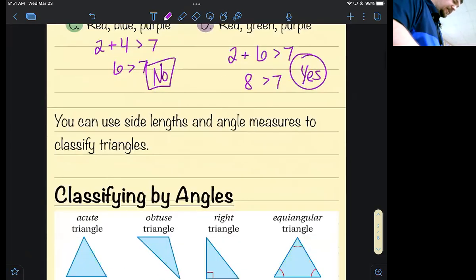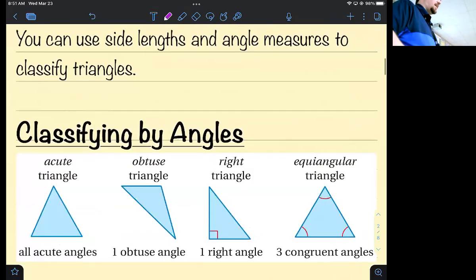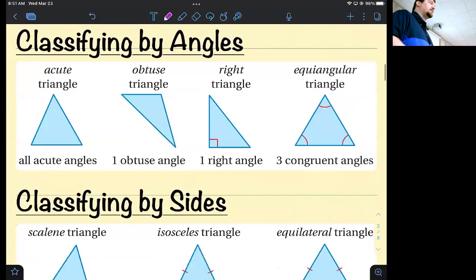All right. This is today's lesson. And you probably already know a lot of this stuff in today's lesson. Today, we're going to be classifying triangles by their angles and by their sides. So here are the 4 ways you can classify triangles by their angles.